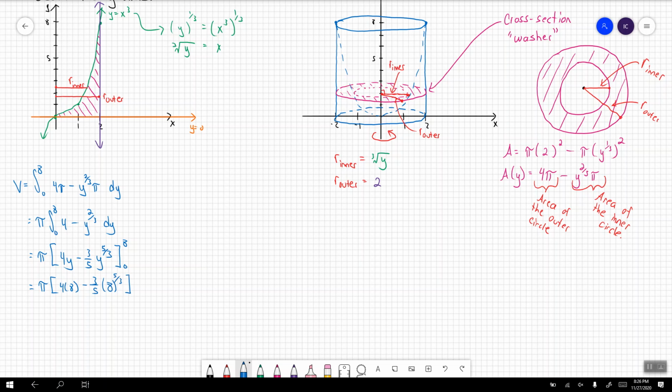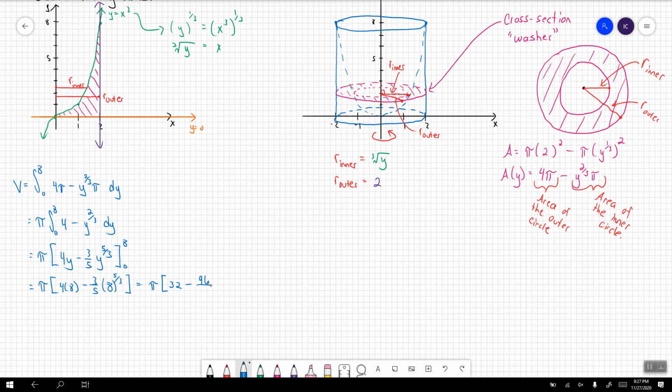So let's do some calculations here. 4 times 8, that's going to be 32. Oops, sorry, that's pi multiplied by 32 minus 3/5, but then 8 to the power of 5/3. Since the exponent has a divisor of 3, that's going to be a cube root, so the cube root of 8 is 2, but then I'm going to take 2 and raise that to the power of 5, which makes it 32. So naturally, 8 to the power of 5/3 becomes 32, and then 32 is going to be multiplied by 3, which gets me 96.